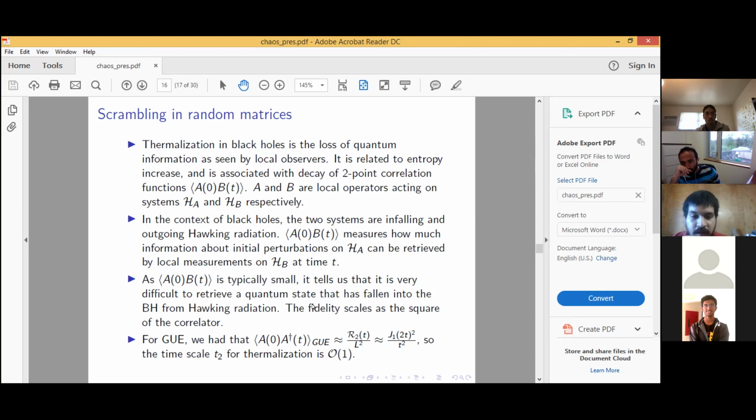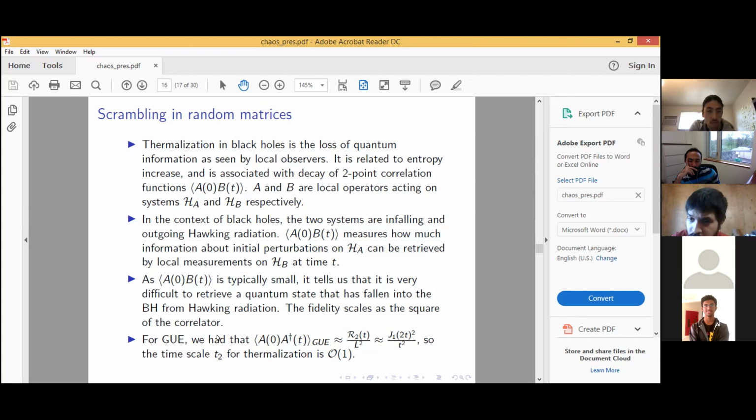So these correlation functions typically have small values, and this tells us that it's very difficult to retrieve a quantum state that has fallen into the black hole. And the fidelity of this reconstruction scales as the square of this 2-point correlator. So now for the GUE.